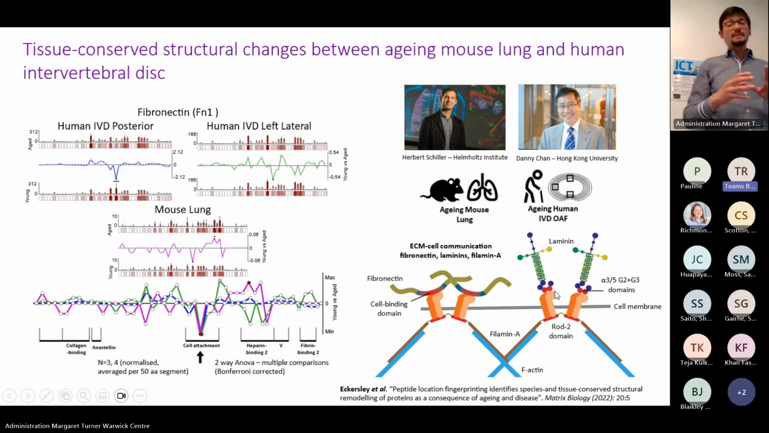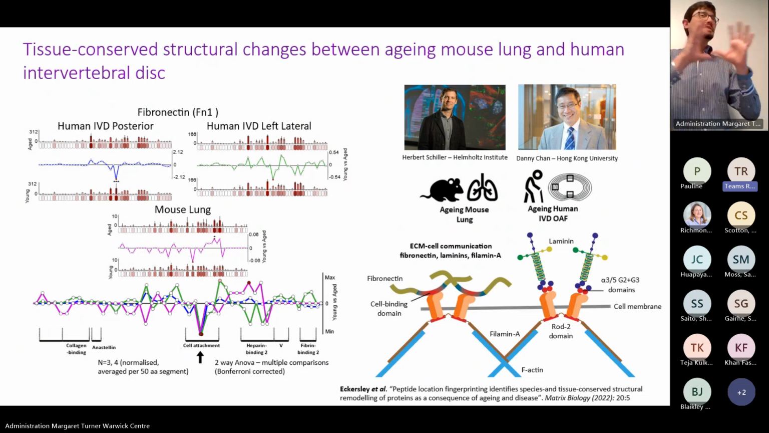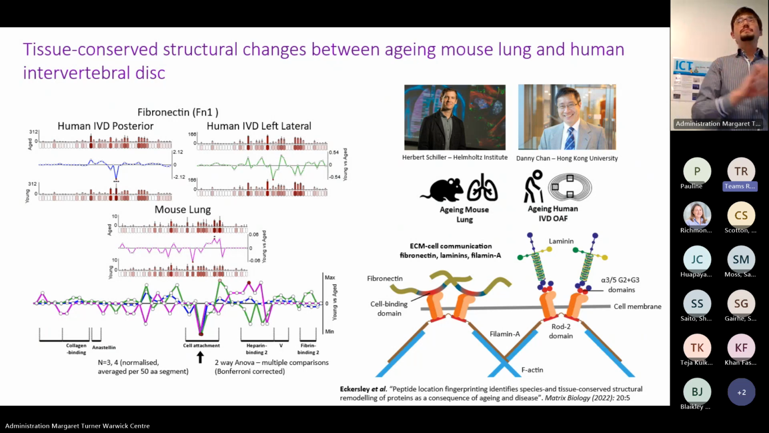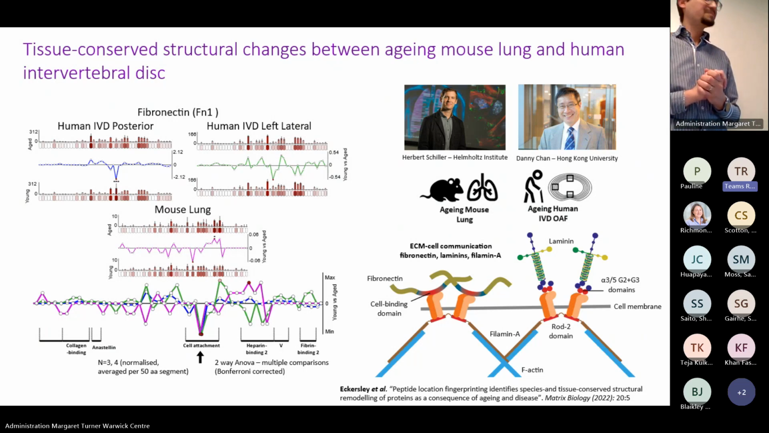So we're seeing certain regions affected in the same way, in the same proteins, across an entire ECM cell communication network that was conserved between different tissues and different species. Not to say that it's the same mechanisms that are causing this, but just that it's the same observation and it's cell attachment related. This is the kind of insight you can get by using this peptide mapping approach.